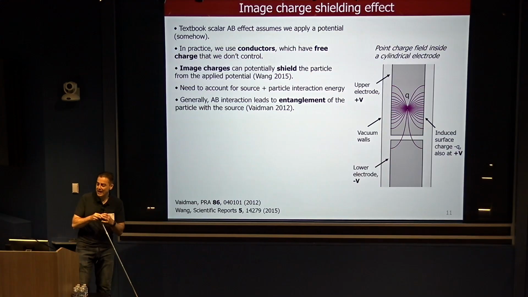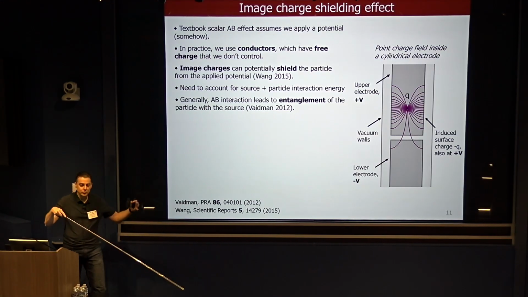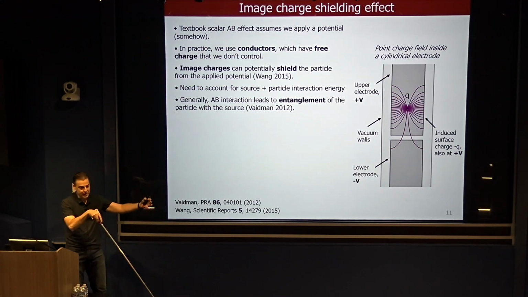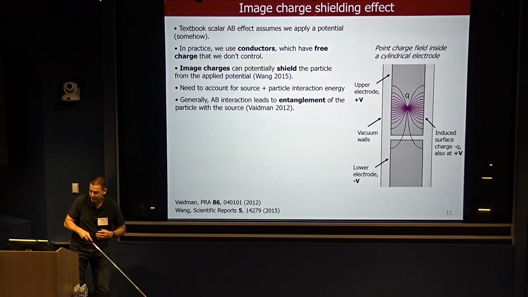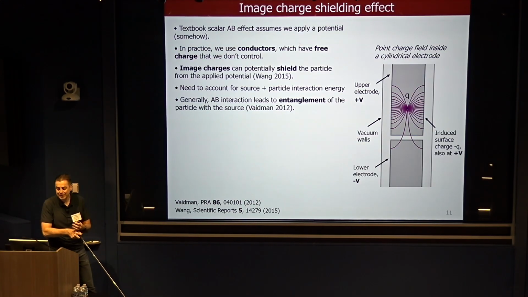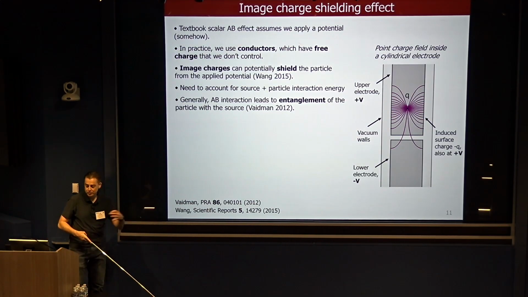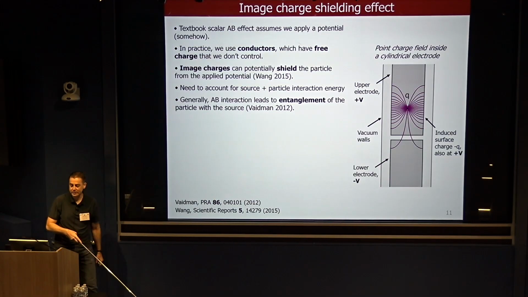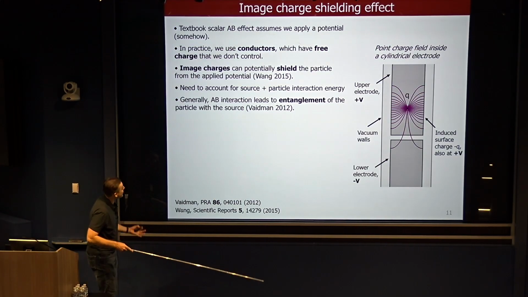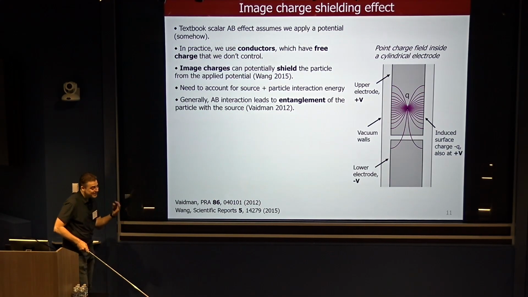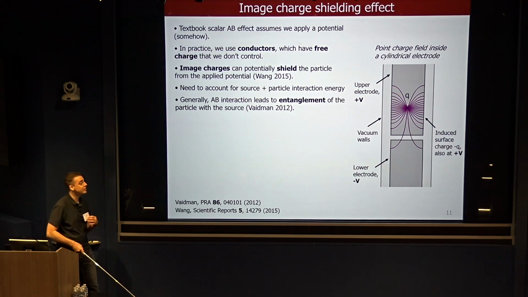The textbook scalar Aharonov-Bohm effect just assumes you apply some potential somehow, right? You just apply a potential, and then sure enough, quantum mechanics says you get a phase shift. But in practice, how do you actually apply a potential? You usually use a conductor. And of course, conductors have free charge that you don't get to control. The charge goes where it wants to go. And in particular, there are image charges. And so this is a potential shielding effect of our phase shift due to image charges.